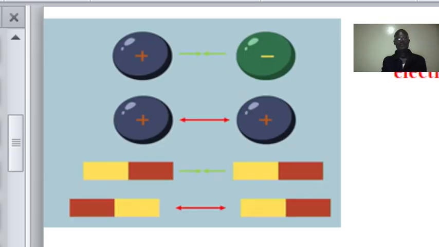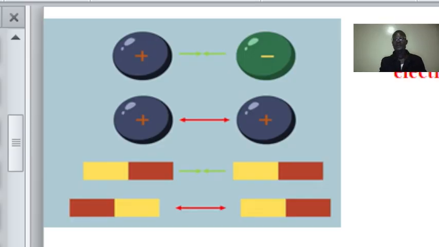Now, in this lecture we are going to discuss the electromagnetic force. Electromagnetic force is a force that acts between two different charges. In other words, it either exists as a repulsive force or an attractive force. It acts between charges of the same kind or charges of different kind. Also, it is a force that acts between the poles of a magnet.